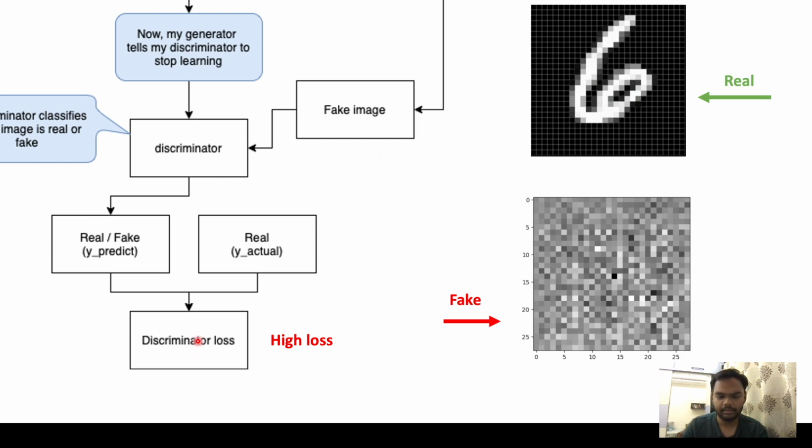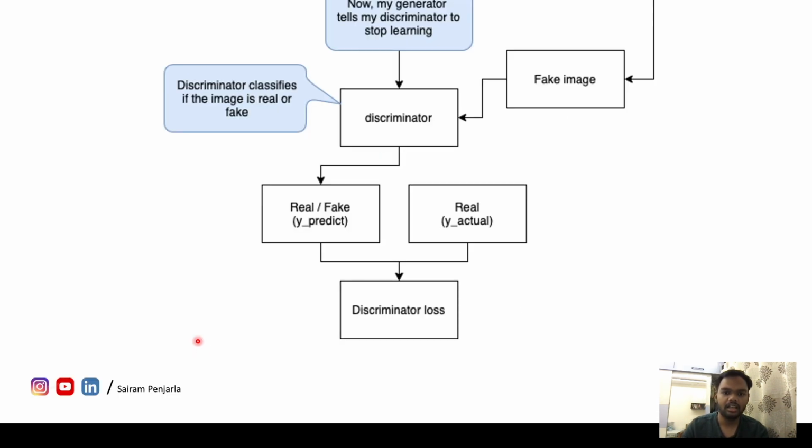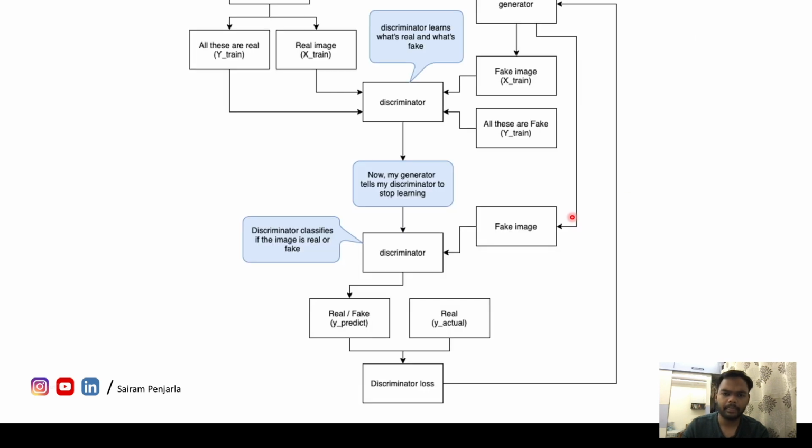Right now I've calculated my discriminator loss. Then I'm going to take this discriminator loss and send this to my generator, like so. This is called back propagation. Whatever loss I've got here, I'm going to send that to my generator as back propagation. So my generator is going to take this loss and learn and understand where exactly it went wrong.